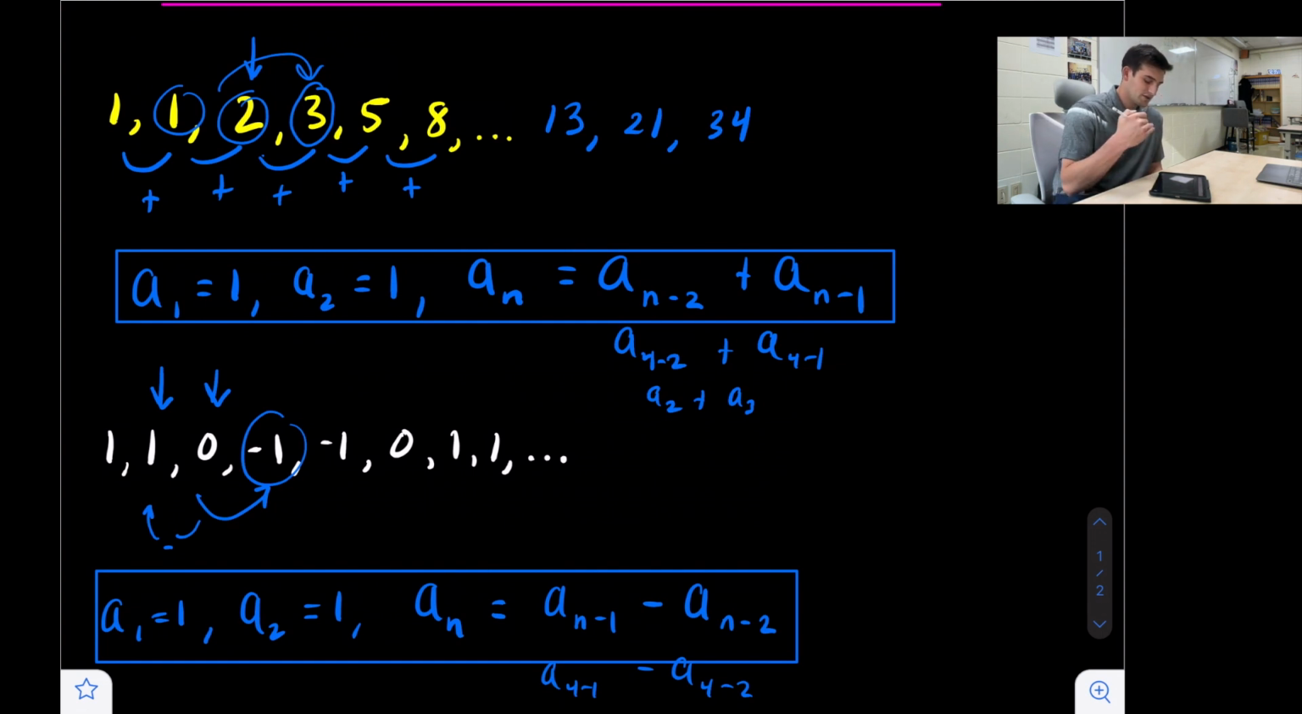So before we go, let's add the next three terms to the second sequence that we did, right? So this was 1 minus 1 gave me 0, 0 minus 1, negative 1 minus 0, negative 1 minus negative 1, 0 minus negative 1, 1 minus 0. So this one's going to be 1 minus 1, 0 minus 1, and then negative 1 minus 0.